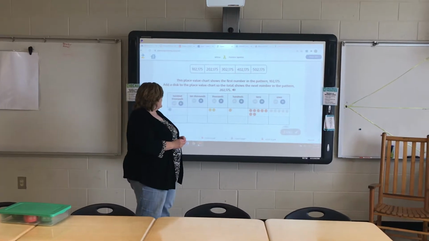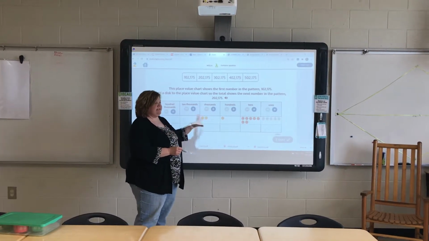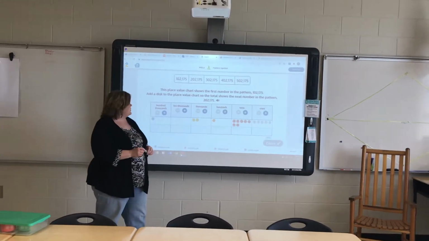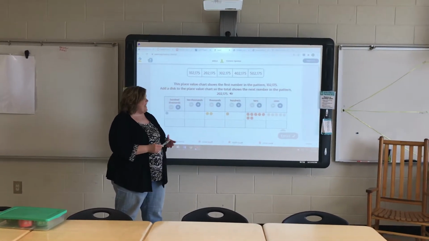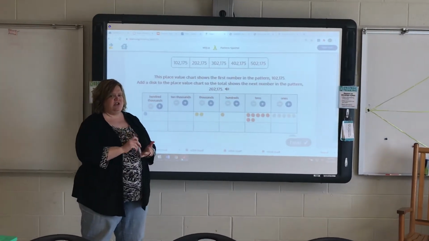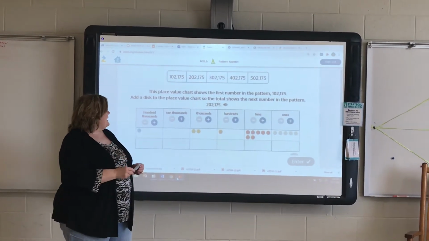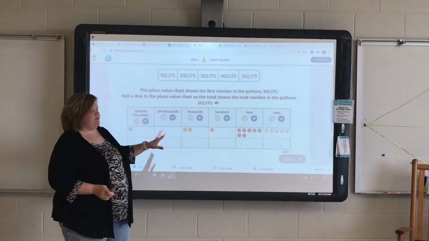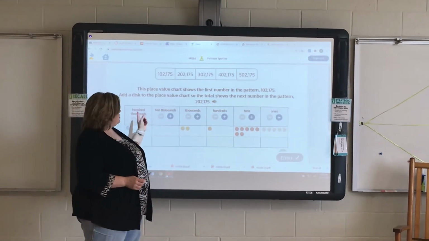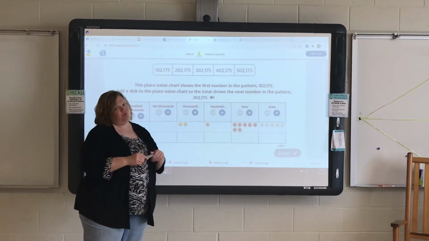We are continuing the lesson that we were working on in the first one, and we are adding with 1,000, 100,000, 10,000, or subtracting with those numbers. And it's kind of reviewing some of the other standards that we've learned and some patterning, so pay close attention as we work through.